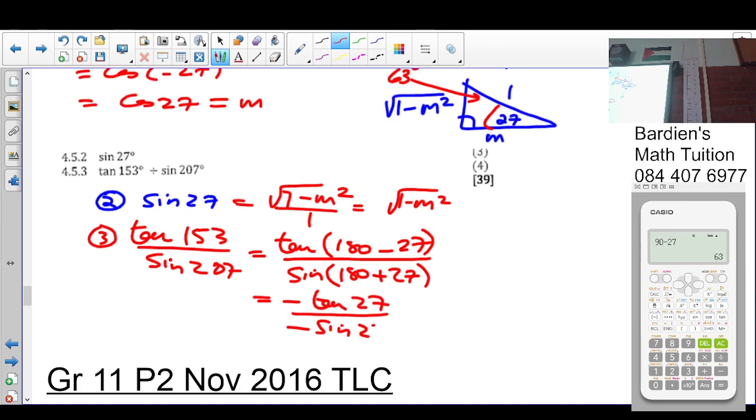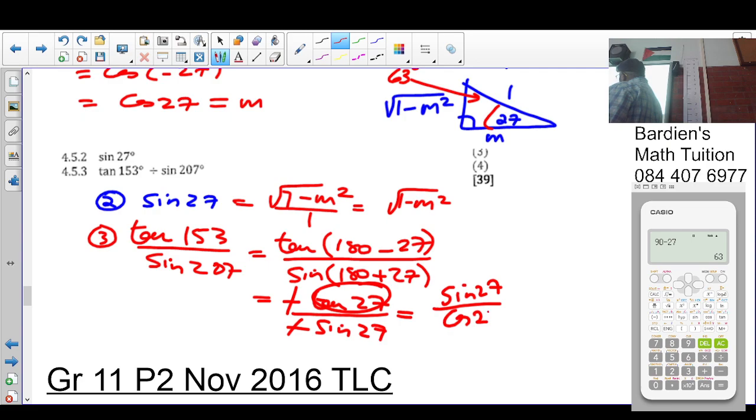That cancels. Now this is sine over cos, not so. So you're going to say sine 27 over cos 27, which must be divided by sine 27. This is the same as multiplying it by 1 over sine 27. That cancels, leaves you 1 over cos 27. Cos 27, of course, is m. It's 1 over m.